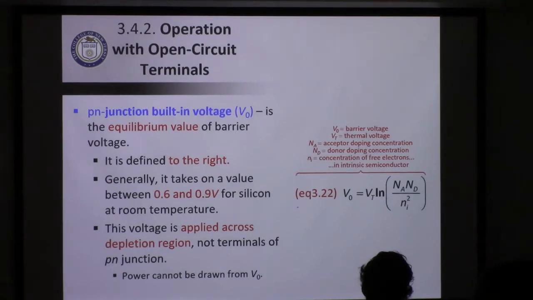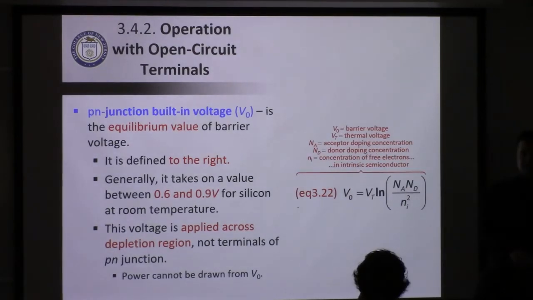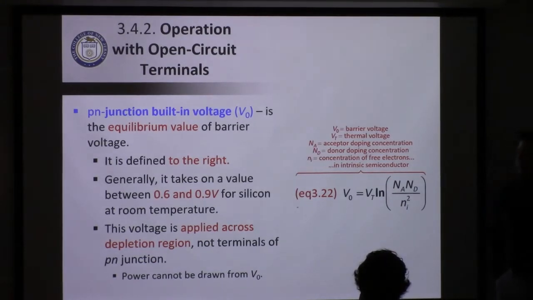Generally, it takes on a value between 0.6 and 0.9 volts for silicon at room temperature. Considering the fact that the pn-junction is the diode, does that value seem familiar at all? If you remember, when the diode is in the forward bias region or is conducting, the voltage across it was approximately 0.7 volts. And that relates directly to the value for the built-in voltage that we see here.